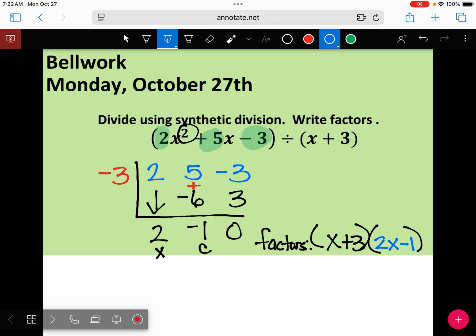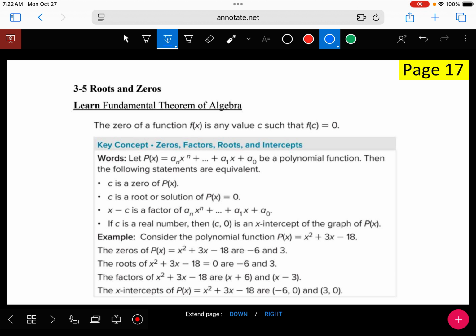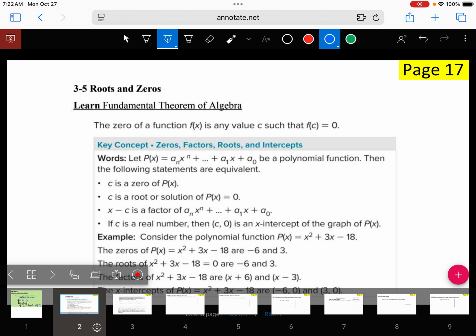Ayana, there's a homework 5 in the front, too, for you. There's a homework 5 in the front. So take out your note packet. And we're going to start lesson 5, which is our last lesson in this chapter. So we're going to go to page 17 in our notes.